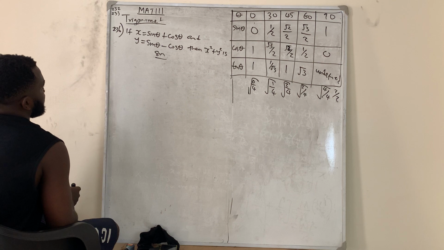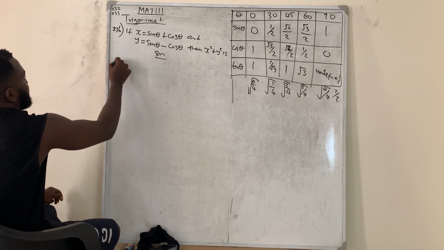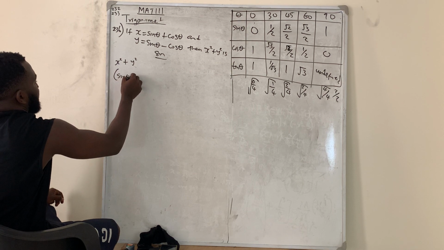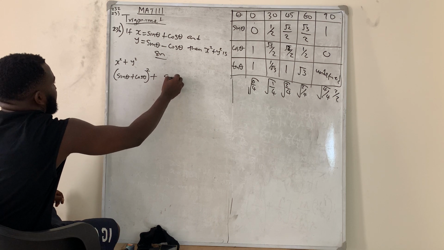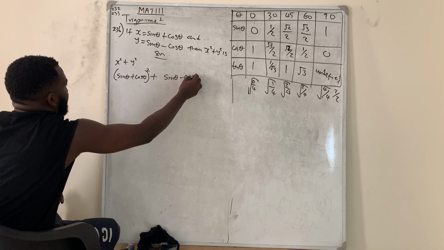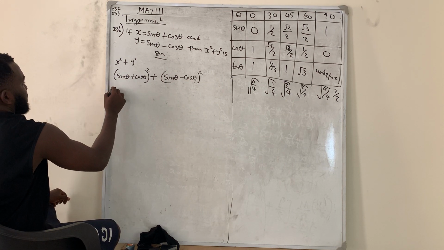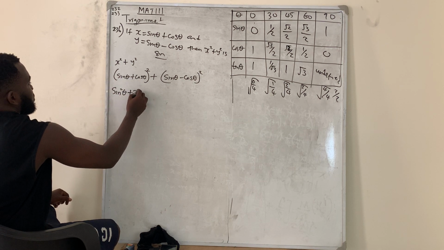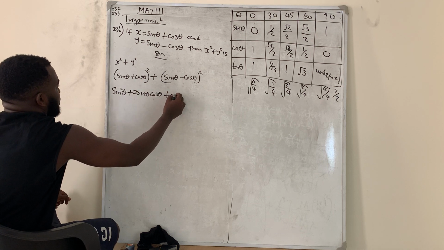Okay. X squared plus y squared will give us, what am I seeing? Okay, squaring them. So x squared plus y squared simply means sine theta plus cos theta all squared plus sine theta minus cos theta all squared. So let me open the bracket. Square the first one, sine squared theta. Multiply the first one by the second one, double it, 2 sine theta cos theta. Square the last one, plus cos squared theta.